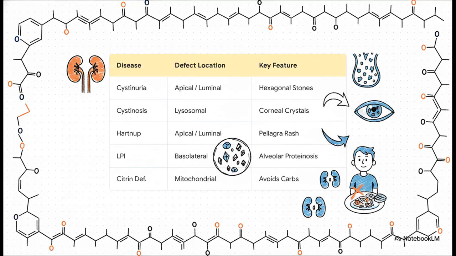Apical defects, you get urinary stones or neutral aminoaciduria. Basolateral and mitochondrial defects, they disrupt the urea cycle and systemic metabolism. Lysosomal defects, intracellular crystal accumulation and widespread organ destruction. Match the symptom to the broken gate, and you solve the case.